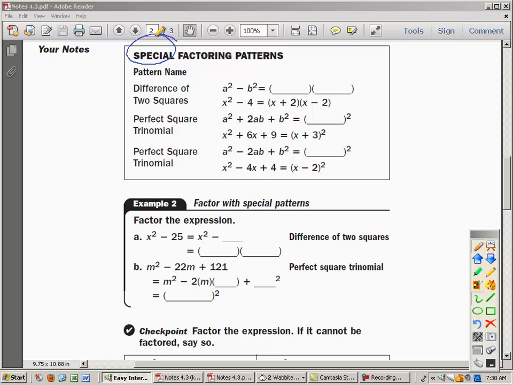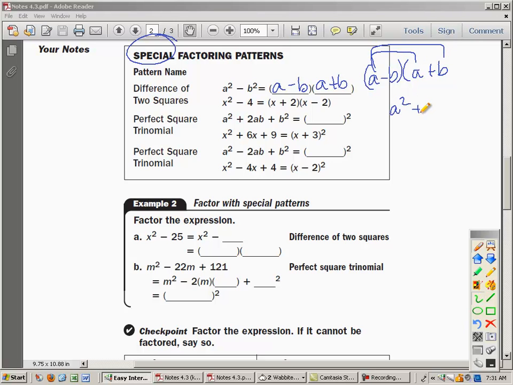So we're going to start with a squared minus b squared. Well, a squared minus b squared is really a minus b times a plus b. And the reason for that is if you FOIL this back out, a minus b times a plus b, I do a times a and get a squared.